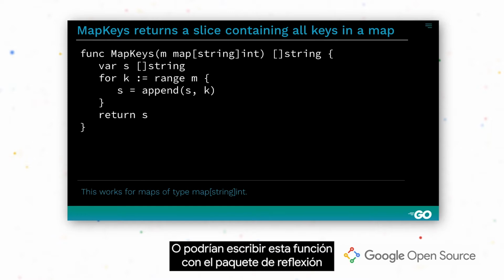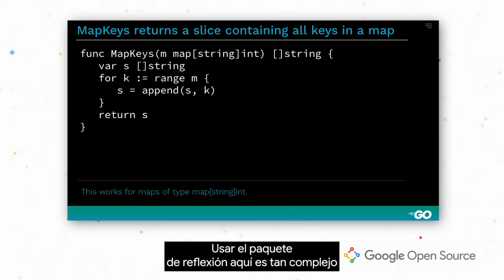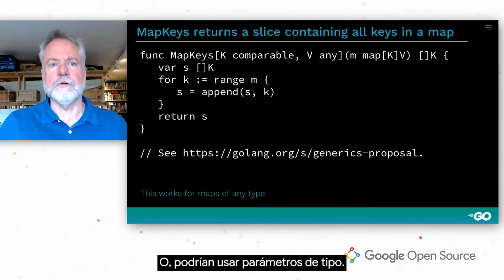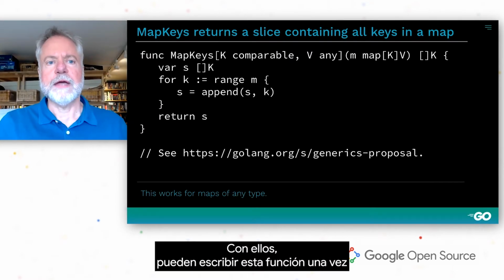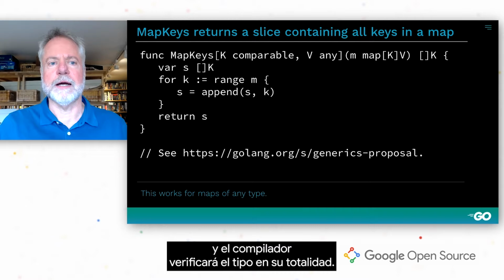Or you could write this function using the reflect package, but that is awkward to write and relatively slow to run. Using the reflect package here is complicated enough that I won't show an example. Or you could use type parameters. With type parameters, you can write this function once in a way that will work for all map types and will be fully type checked by the compiler.